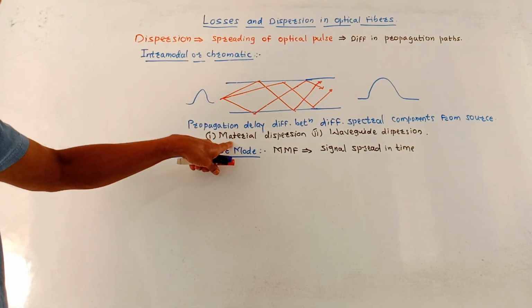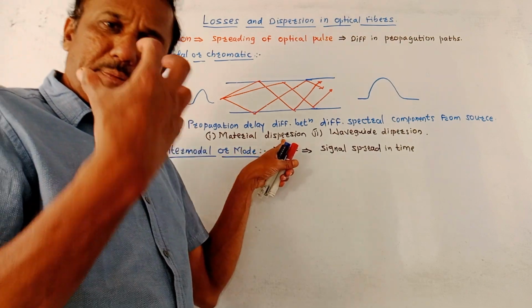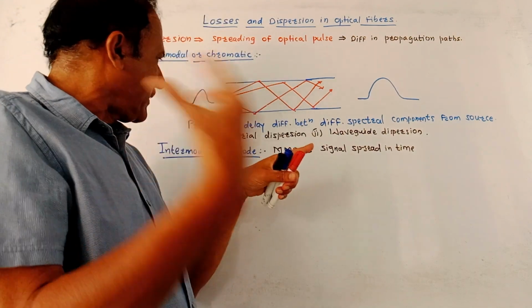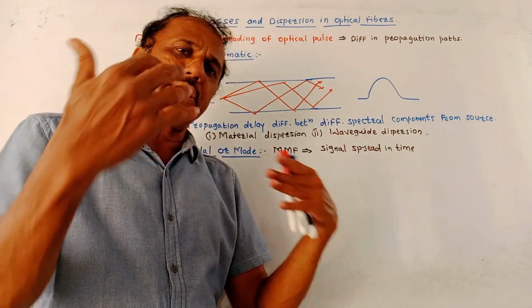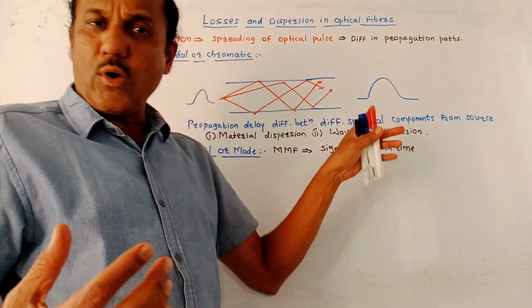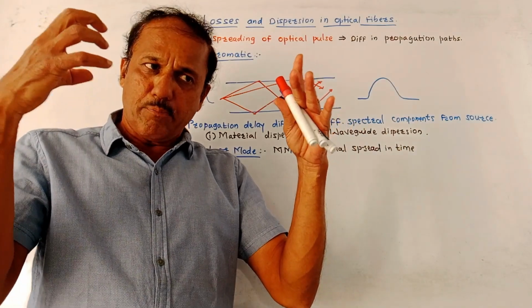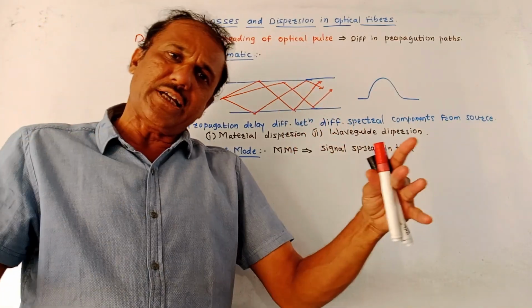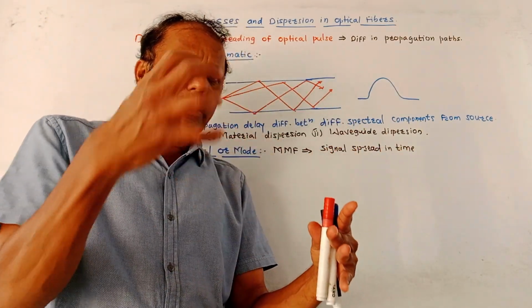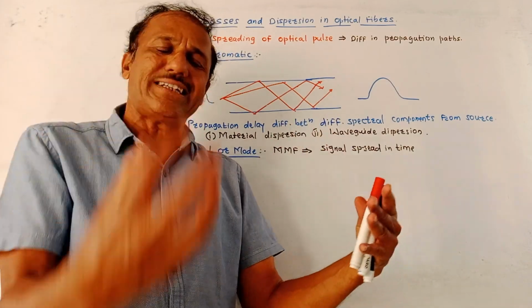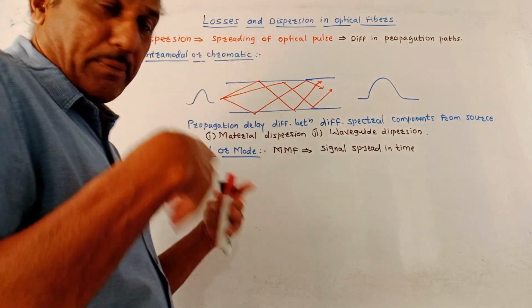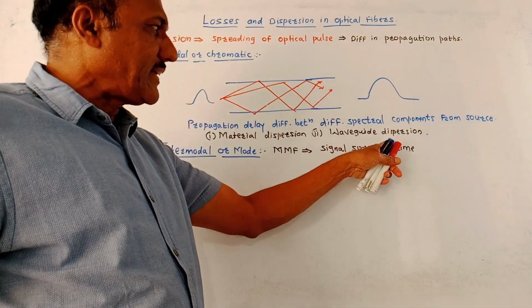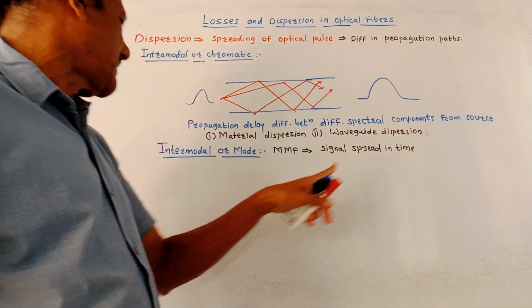It is of two types. One is material dispersion, that means the material which is used to make the fiber optic cable itself is of a dispersive nature, which causes spreading of the output pulse. The other is waveguide dispersion. The fiber optic cable through which the light rays are traveling is called a waveguide because it is guiding the waves which are passing through it. So because of its structure, because of its nature, again spreading takes place, which is waveguide dispersion.